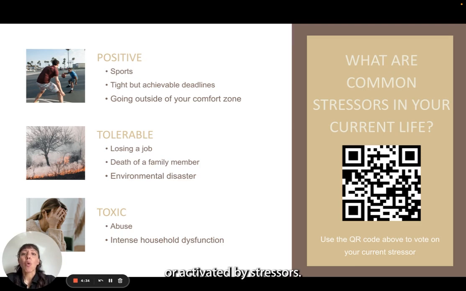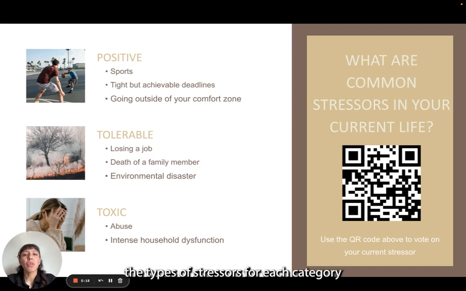Stress can be triggered or activated by stressors. Stressors are specific people, events, actions, or reminders that bring about feelings of stress. Here are some common examples of positive, tolerable, and toxic stressors. Some common examples of positive stress include sports, tight but achievable deadlines, and getting outside of your comfort zone. Tolerable stress can include losing a job or surviving an environmental disaster. Toxic stress can include abuse, incarceration, intense household dysfunction, and much more.